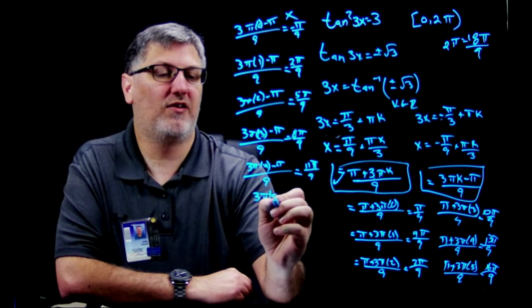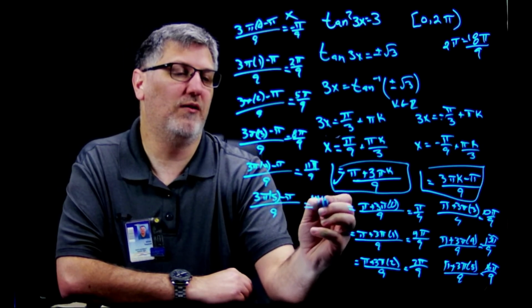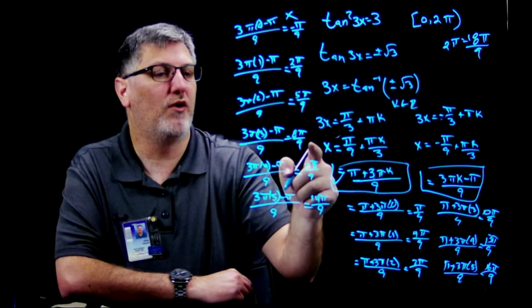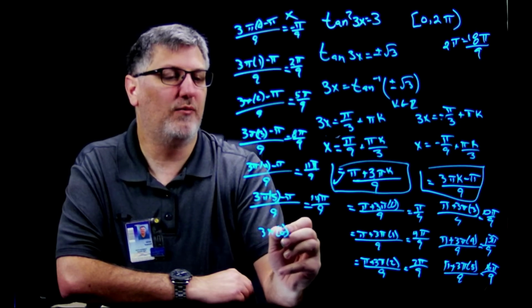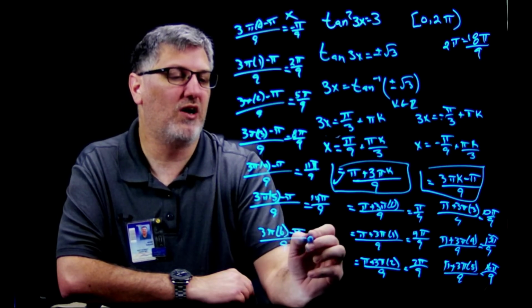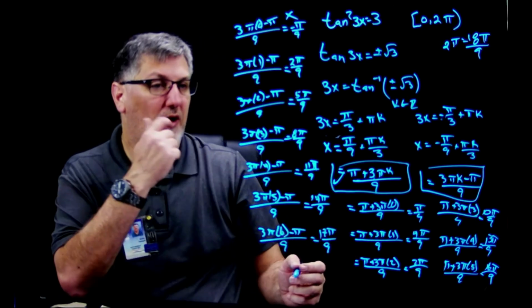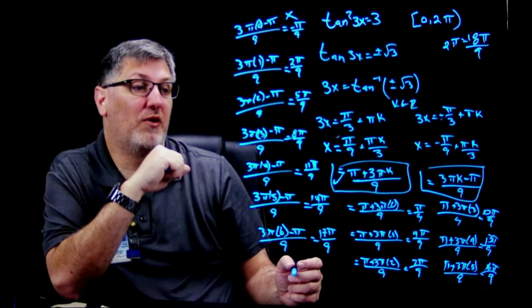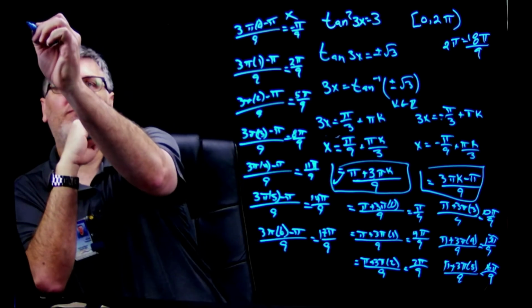3 pi times 5 minus pi over 9. This gives me 14 pi over 9. Still going, and because I've noticed the pattern, they're all going up by 3, I know I can do it one more time. 3 pi times 6 minus pi over 9 gives me 17 pi over 9. All right, so that's pretty straightforward. I've got 12 answers, and I'm just going to write the 12 answers here.